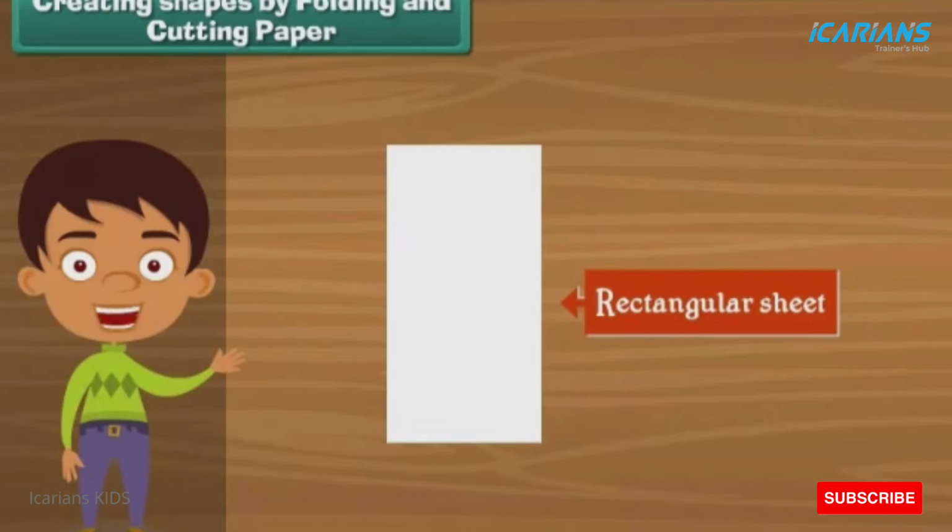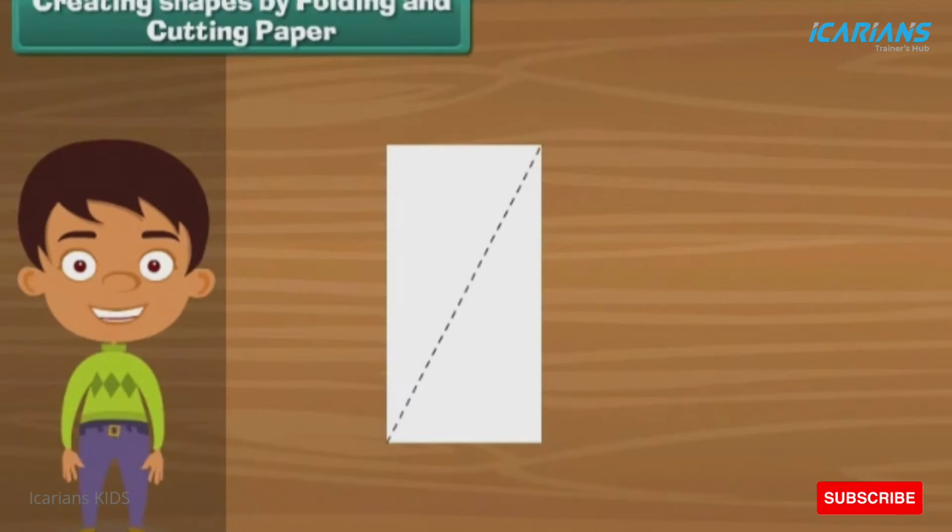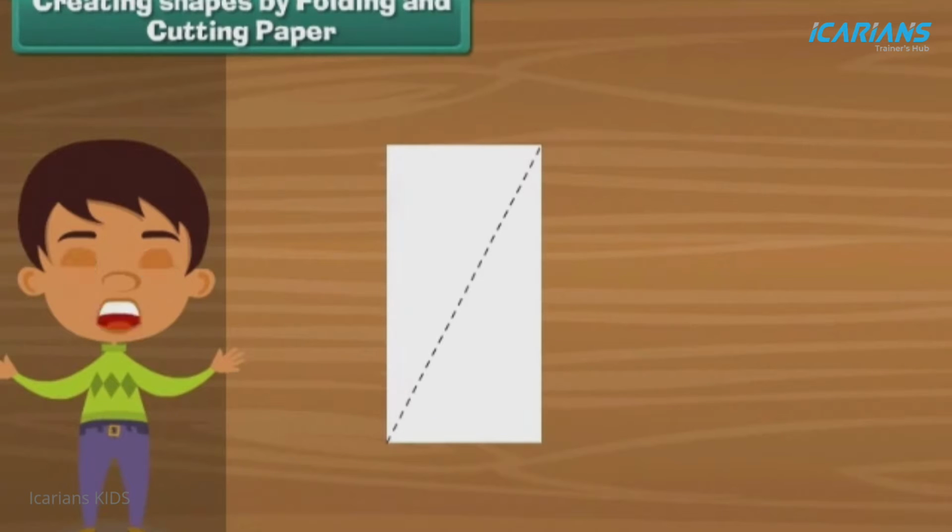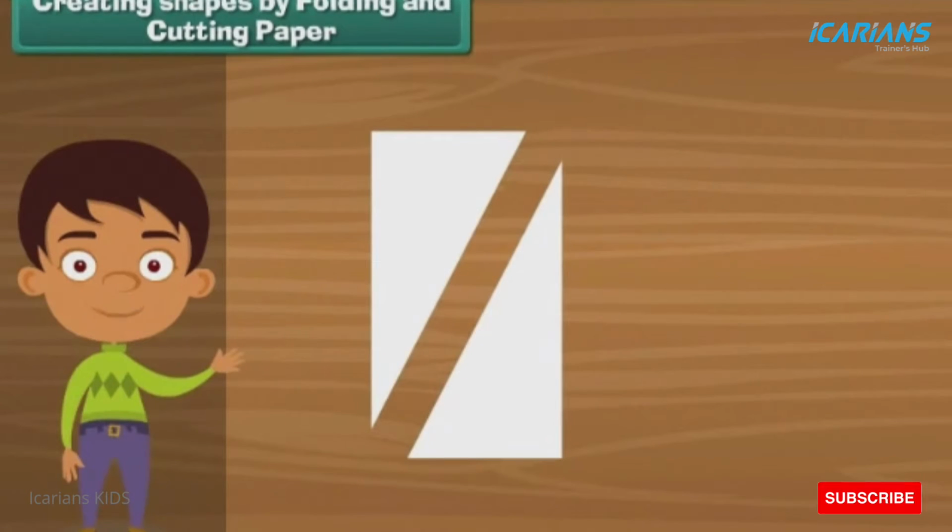Anu tries to make a triangle out of it. Draw a dotted line on this sheet of paper like this. Cut the paper on the dotted line. Now what you see is a triangle.